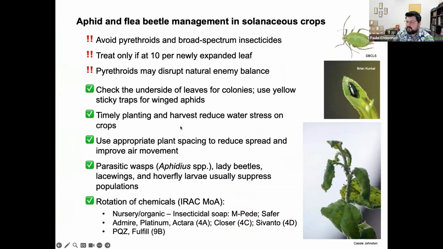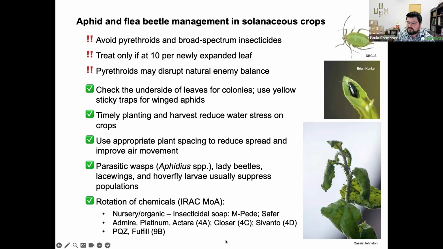Check timely planting and harvest to reduce water stress on crops and reduce aphid problems. Appropriate plant spacing also provides a microenvironment that will improve the air movement and will reduce the spread of these pests. Like I said, parasitic wasps for aphids, lady beetles, and lacewings, hoverfly larvae usually suppress their populations.